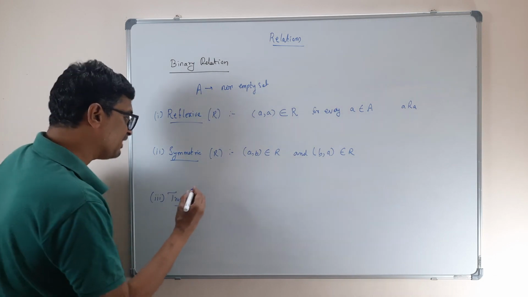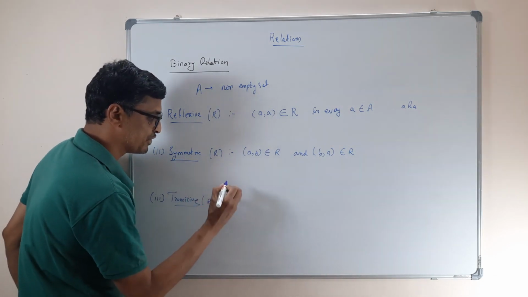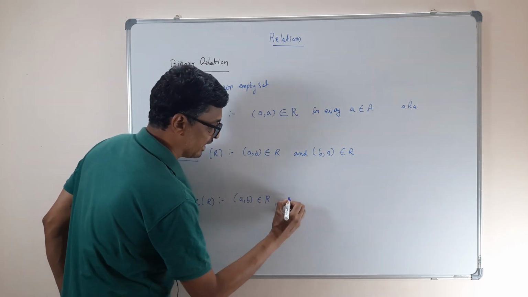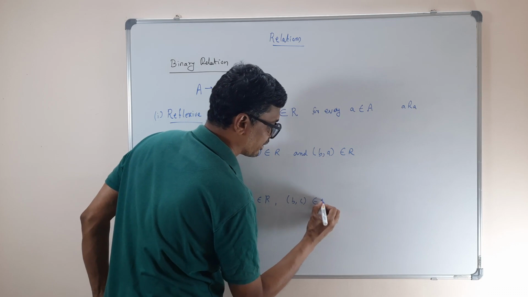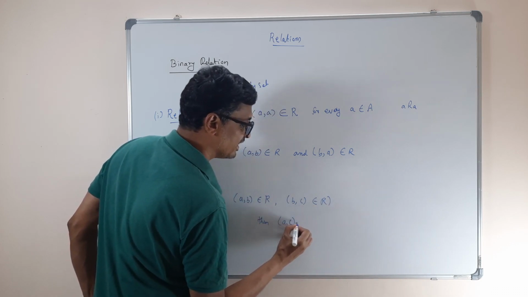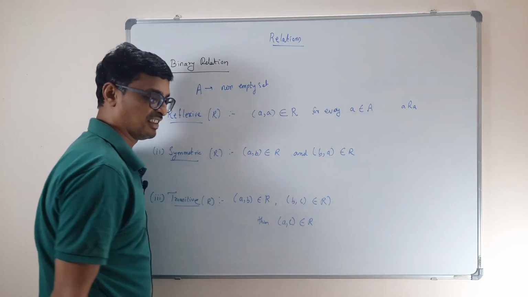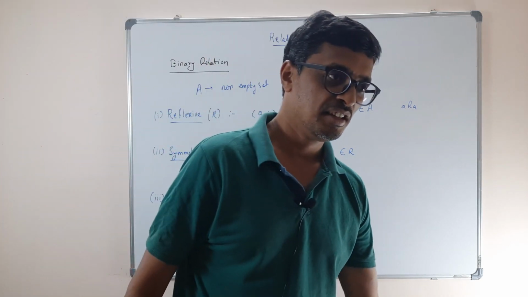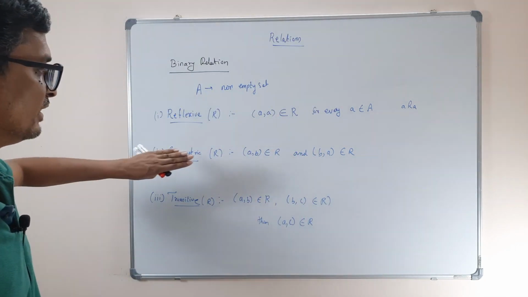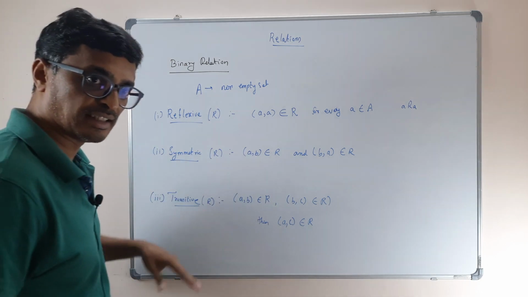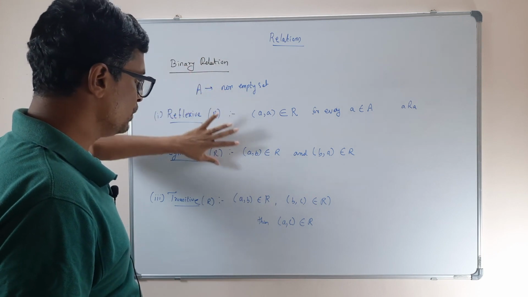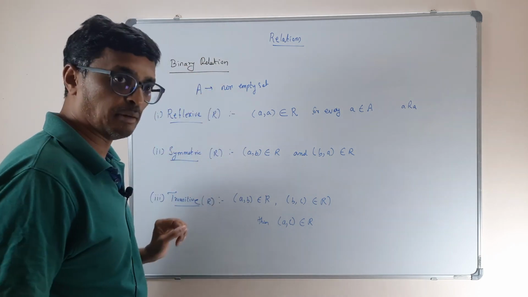Transitive is also simple. If A comma B is an element of R and B comma C is an element of R, then A comma C is also an element of R. You understood? So these are three properties: reflexive, symmetric and transitive. Binary relations can be categorized into these three types. Let us take an example and then you will find.